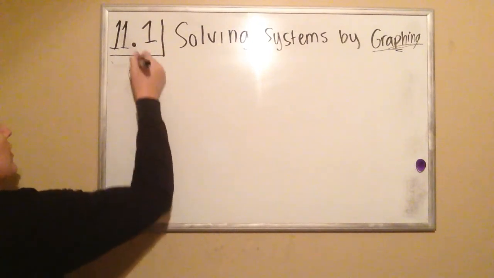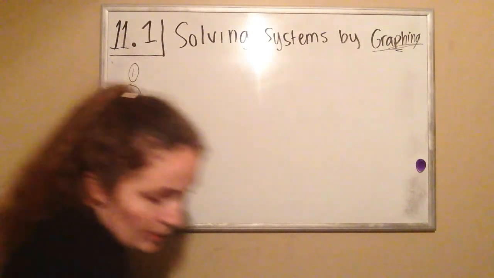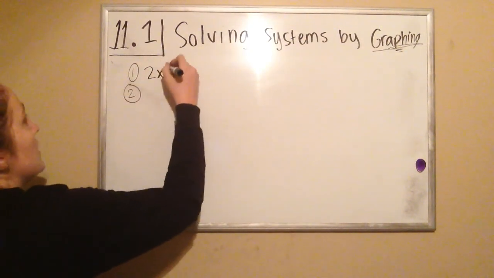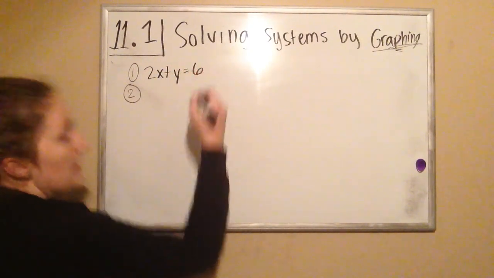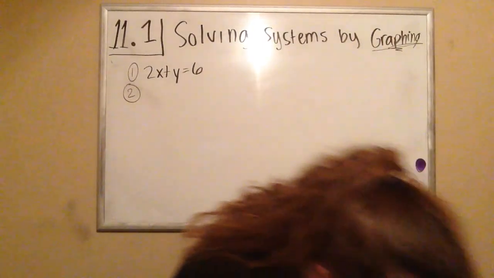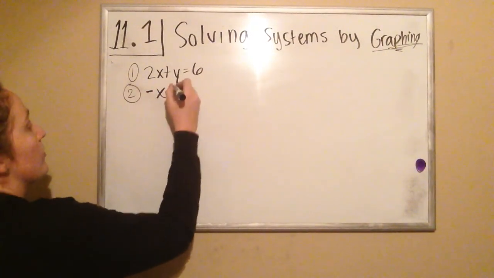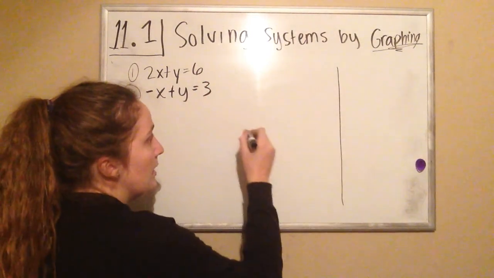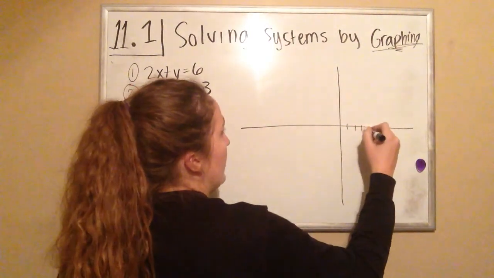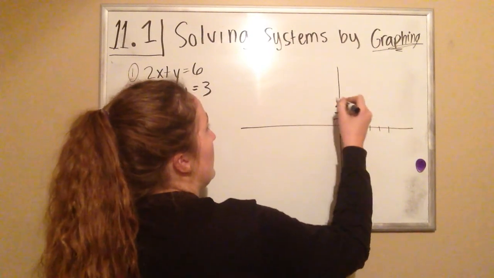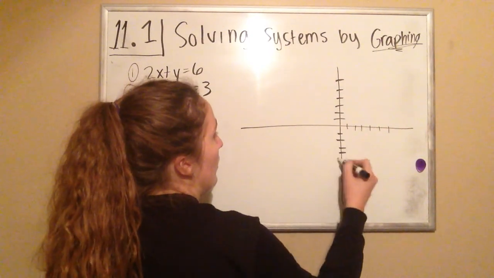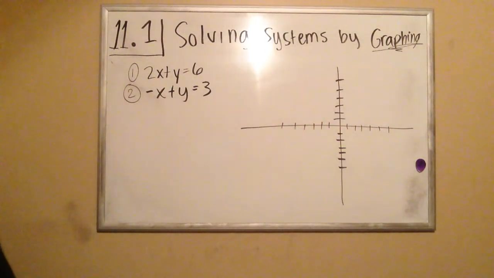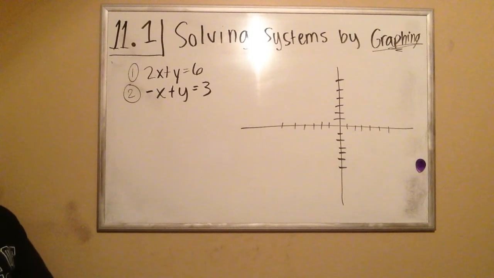We have our 2 equations, because we need at least 2 equations in order for it to be a system. Our first equation is 2x plus y equals 6. And our second equation is negative x plus y equals 3. Since we are graphing, we'll do the same thing that we've done before: get our equation in slope-intercept form. So that means we need to get the y by itself. In neither case is the y by itself.